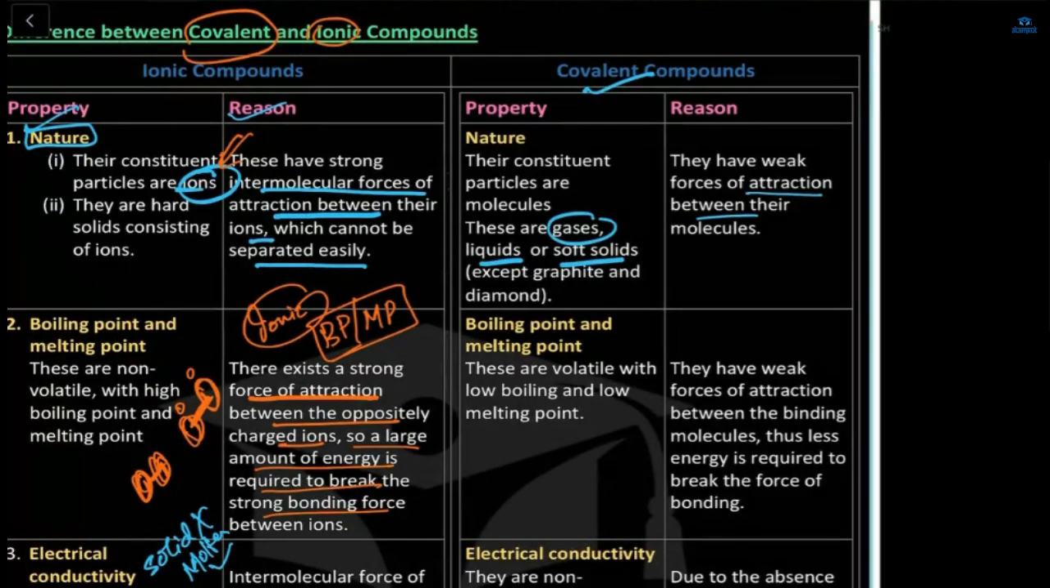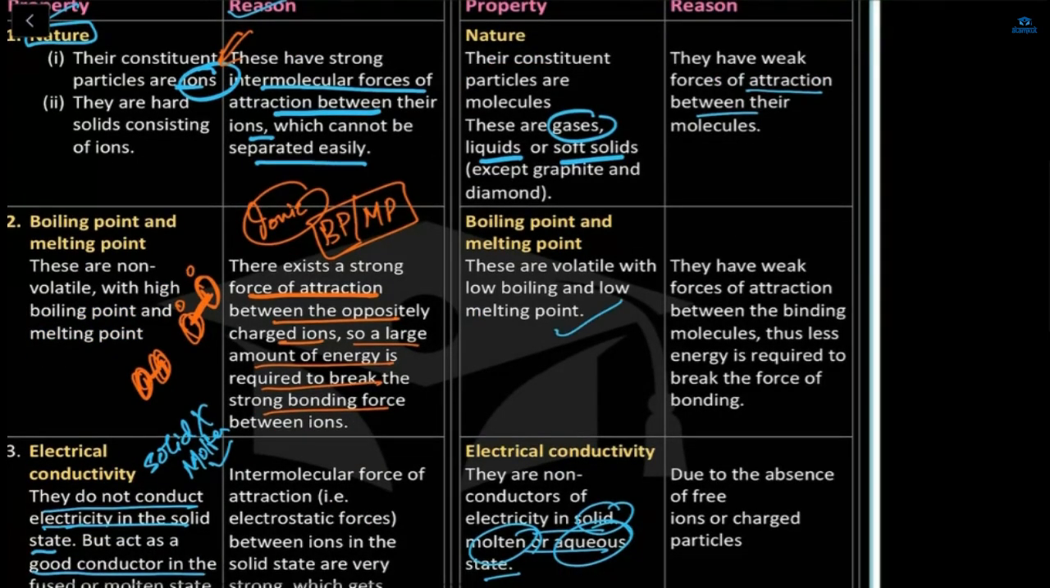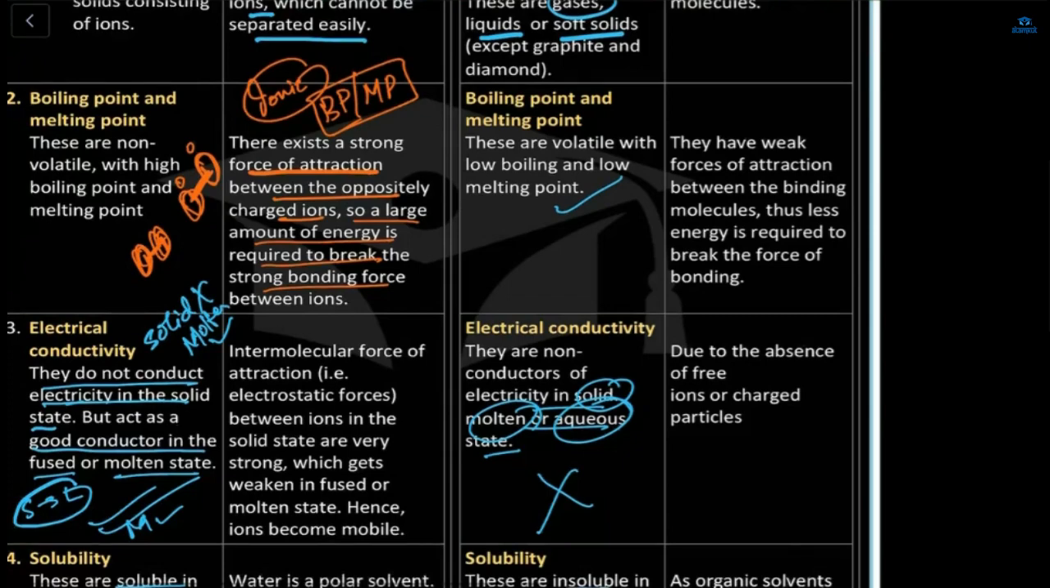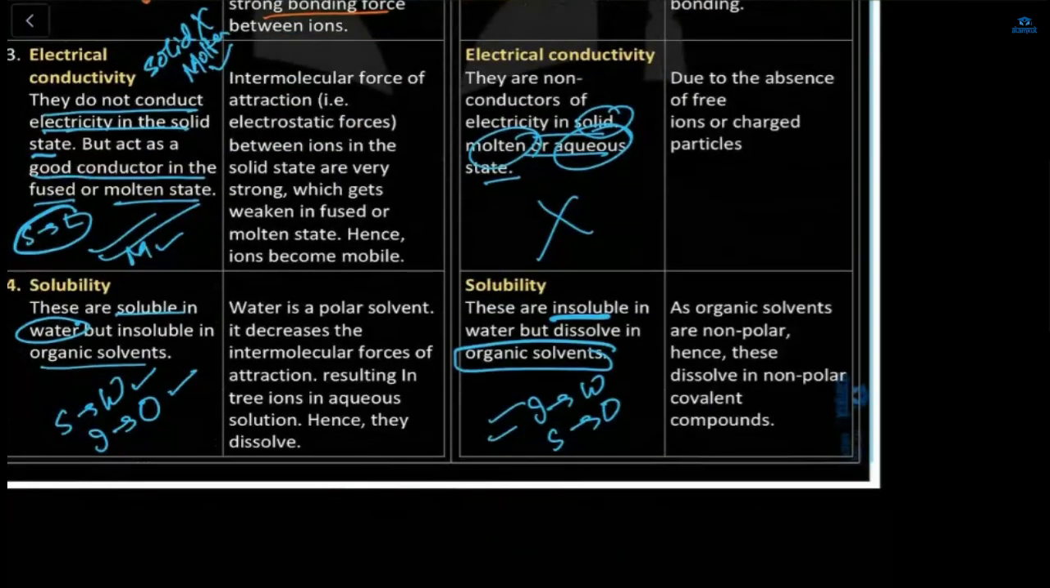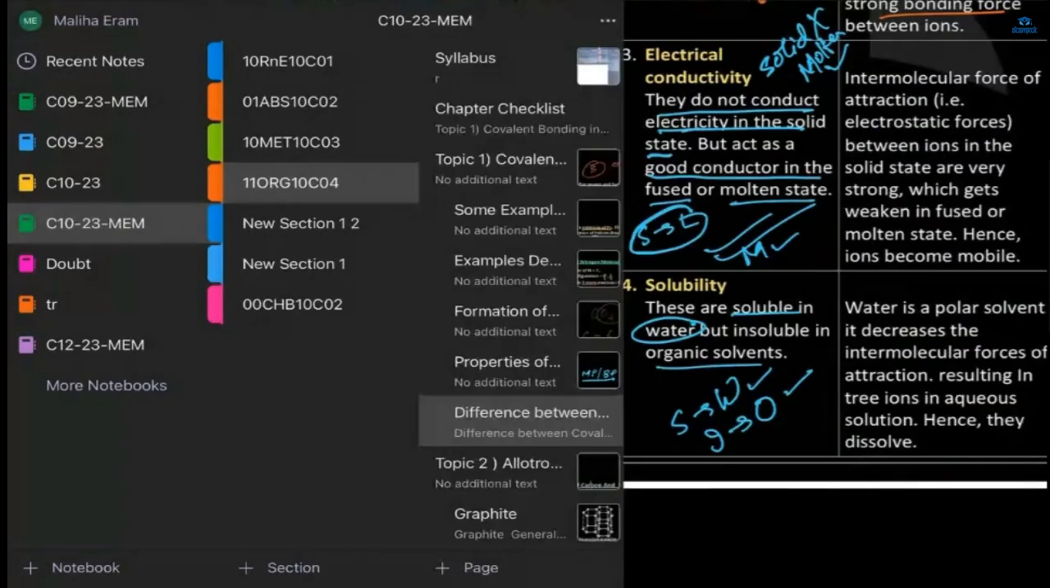First is about covalent compounds: the constituent particles are molecules, very low melting and boiling points, bad conductors of electricity, insoluble in water but dissolve in organic solvents. And the opposite for ionic compounds: soluble in water but insoluble in organic solvents.